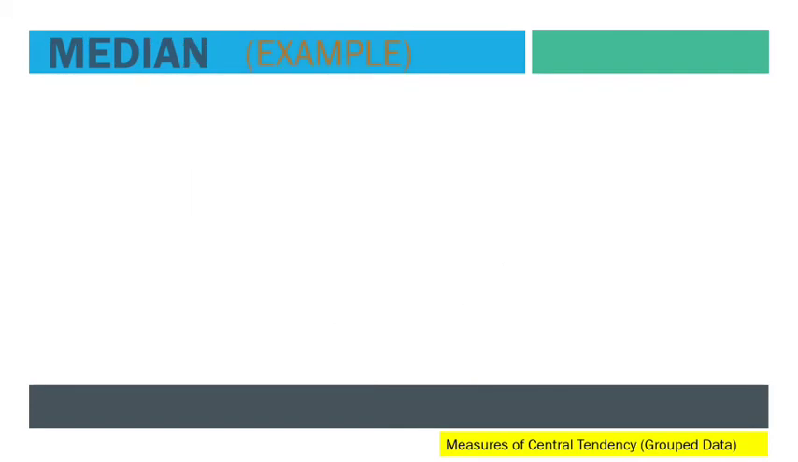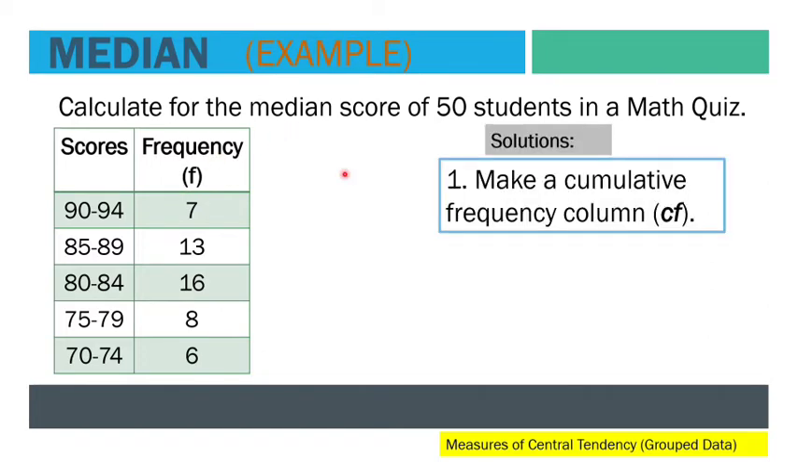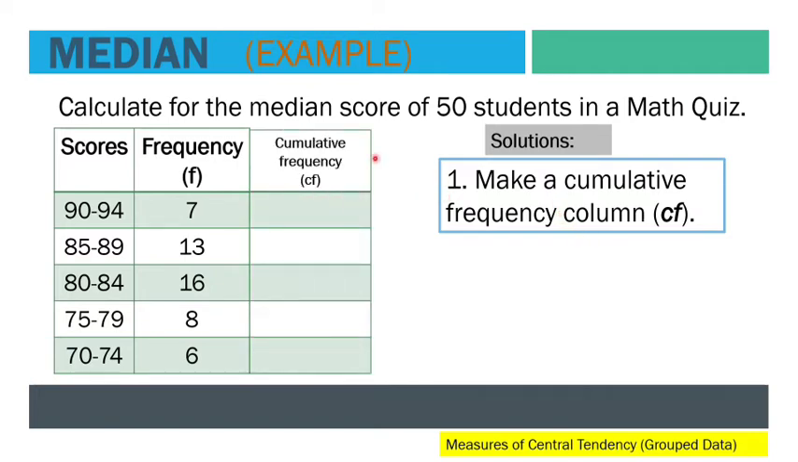Let's now have the example for median, and we will use the same data that we used for the mean earlier. So here again is the frequency distribution table with the scores, the intervals on the first column and the frequencies on the second column. To find the median of this data, we have to first make a cumulative frequency column. So we have to add another column and let's label it as cumulative frequency, or the CF.